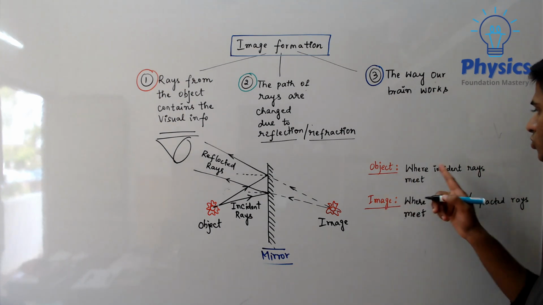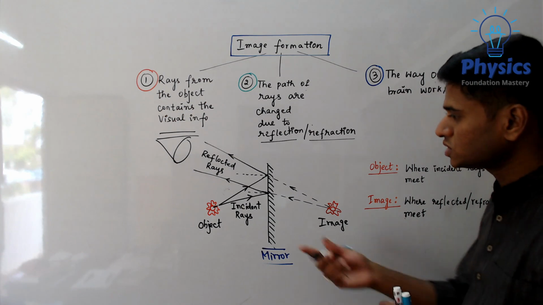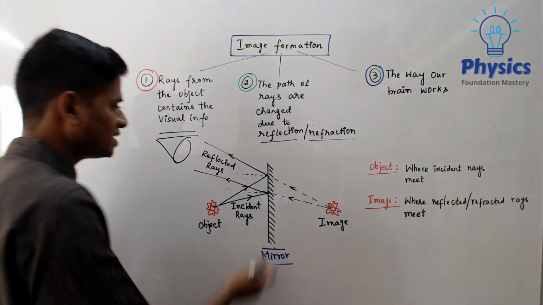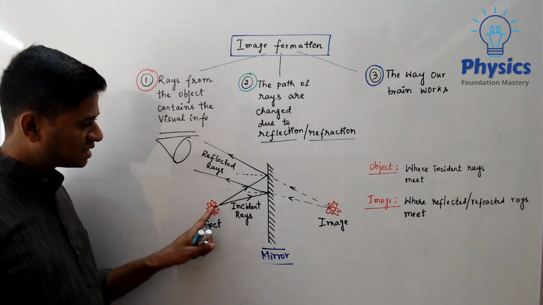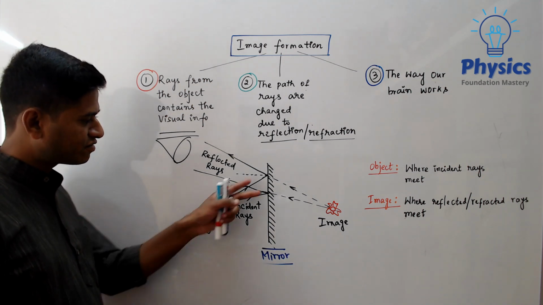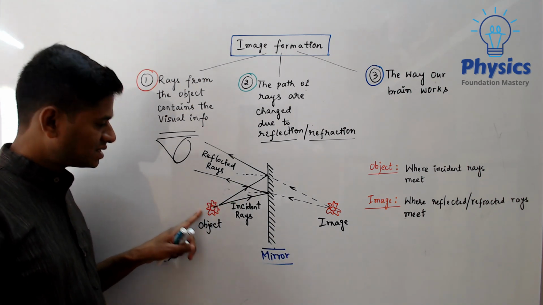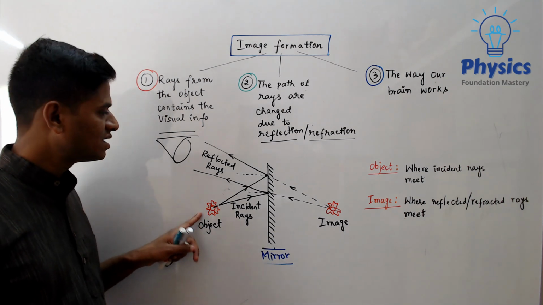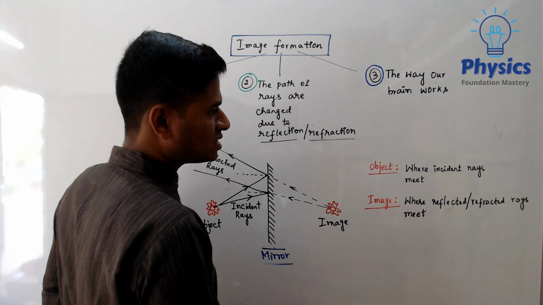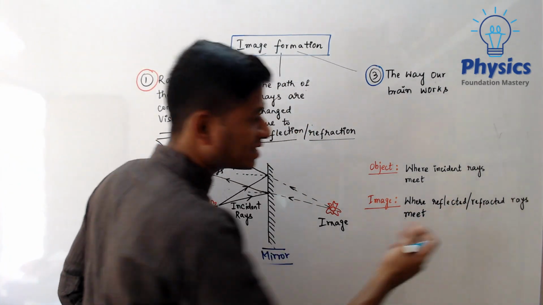So the object is where incident rays meet, that is the position of the object. In this case, you have a mirror and these are the incident rays, and these incident rays are actually originating from here. So this here is my object. Of course, it is a flower here. And the image is where reflected and refracted rays meet.